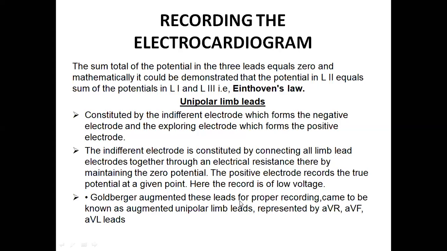Goldberger augmented these leads for proper recording. Goldberger was a scientist who restructured them, and they came to be known as the augmented unipolar limb leads, represented as AVR, AVF, and AVL. R means right arm, F means left foot, and L means left arm. AV is the augmented voltage: A for augmented, V for voltage.